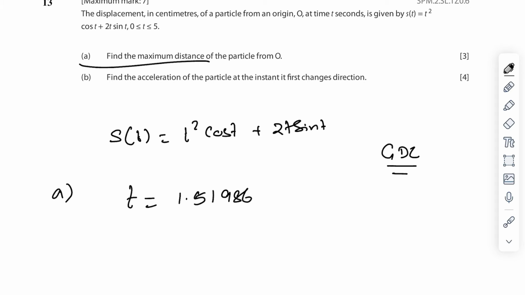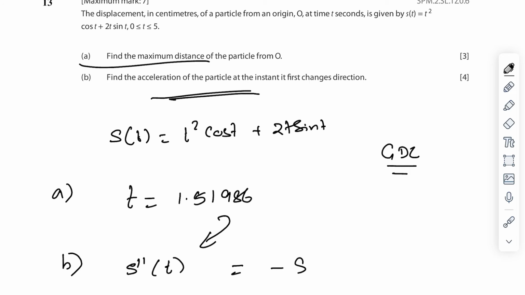1.51986. Now the acceleration of the particle means the second derivative. Find the second derivative. Use again the GDC to find the second derivative of this and substitute this point. You should get minus 8.92. You write the units centimeter per second square.